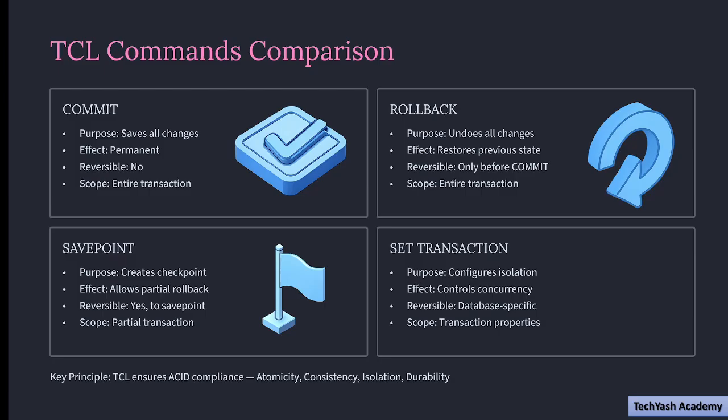So the purpose of commit is to save all changes. The effect is always permanent and we cannot reverse it. The scope is the entire transaction that is being committed. For rollback, it undoes all changes. It restores the previous state, meaning only before commit, if you make some changes you can roll them back, and it can happen on the entire transaction. The purpose of savepoint is to create checkpoints and allow partial rollback, using rollback to savepoint, so partial transactions happen at the savepoint.